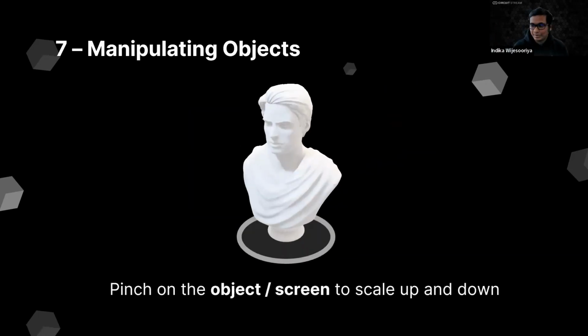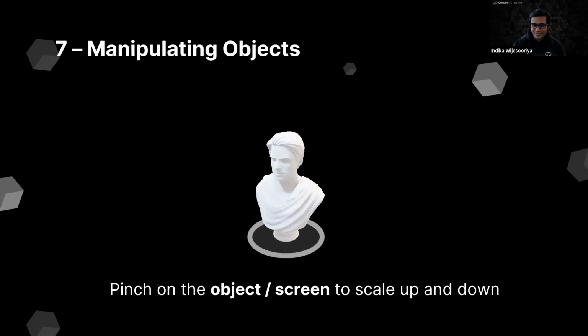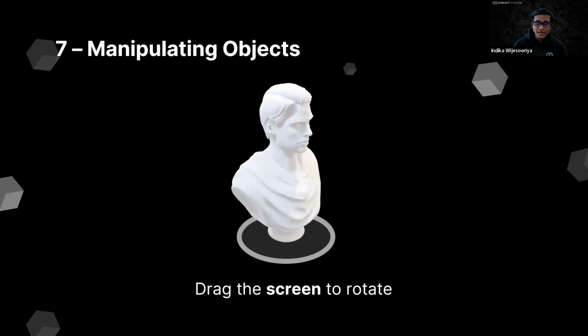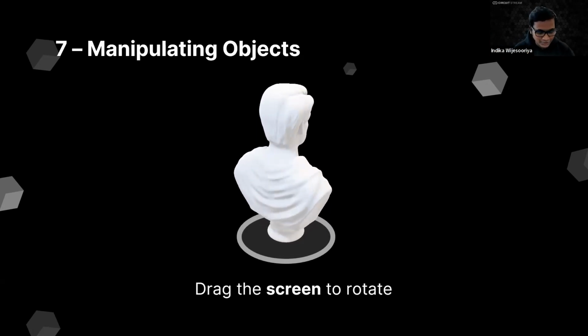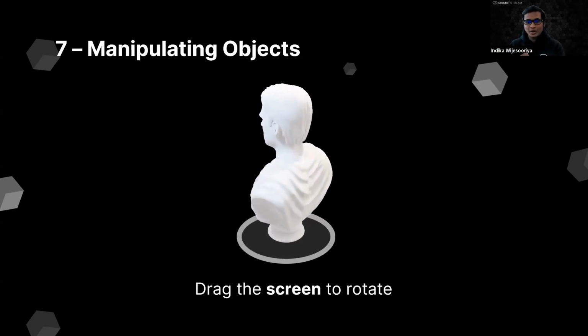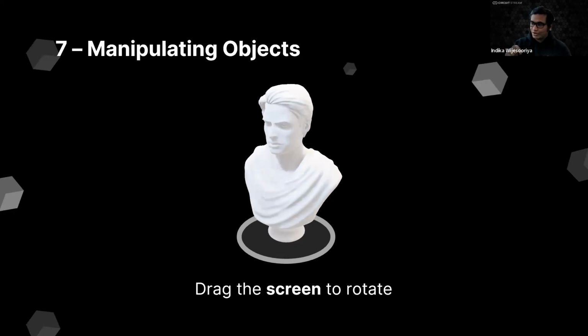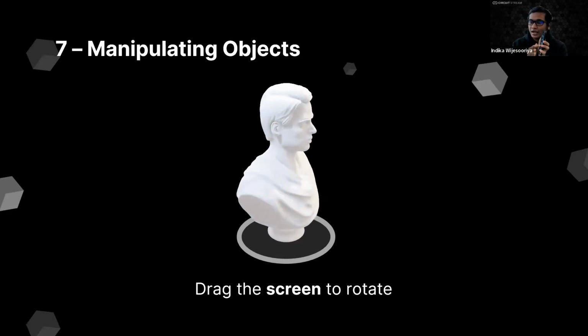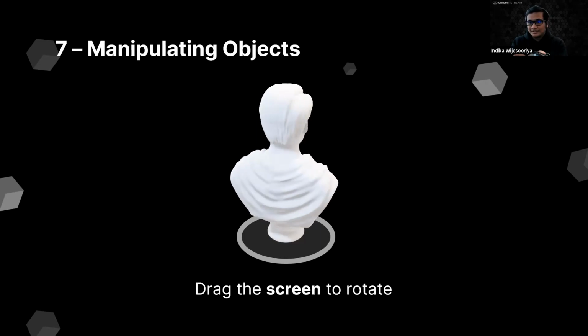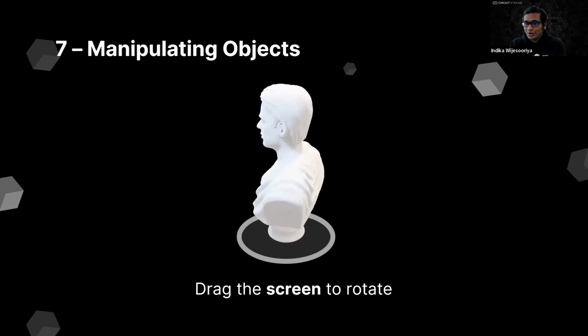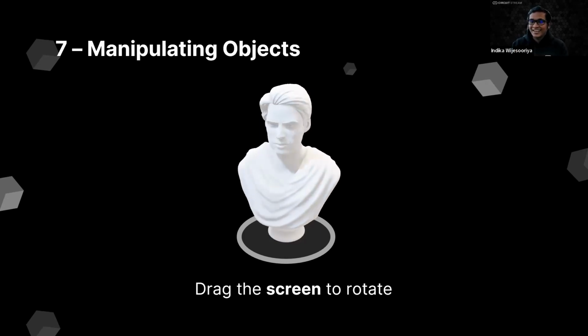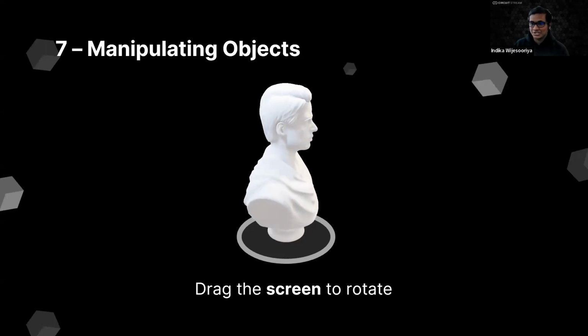And let's say you want to scale. This is pretty simple. If you want to scale an object, just pinch on the object to scale it down, and spread to scale it up. And then the other thing is, when you are moving your finger across the screen, how do we actually rotate this, right? Because when you try to rotate it, it will move. So you have to distinguish between those two gestures.